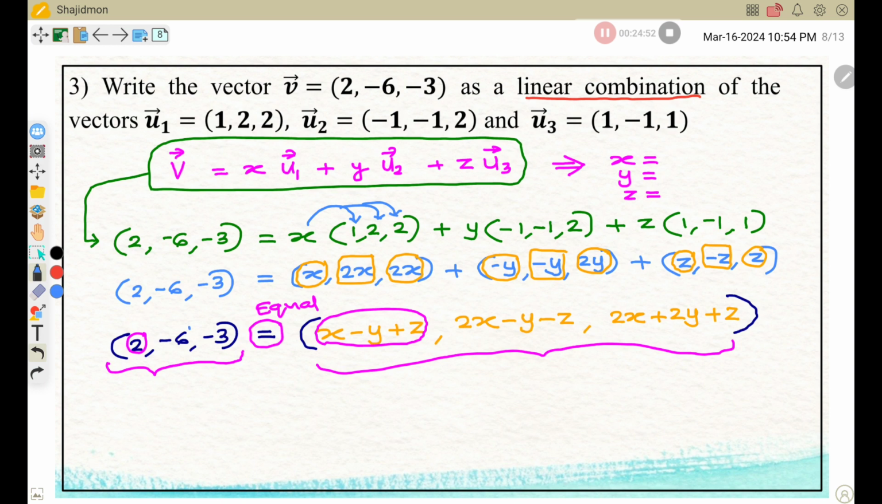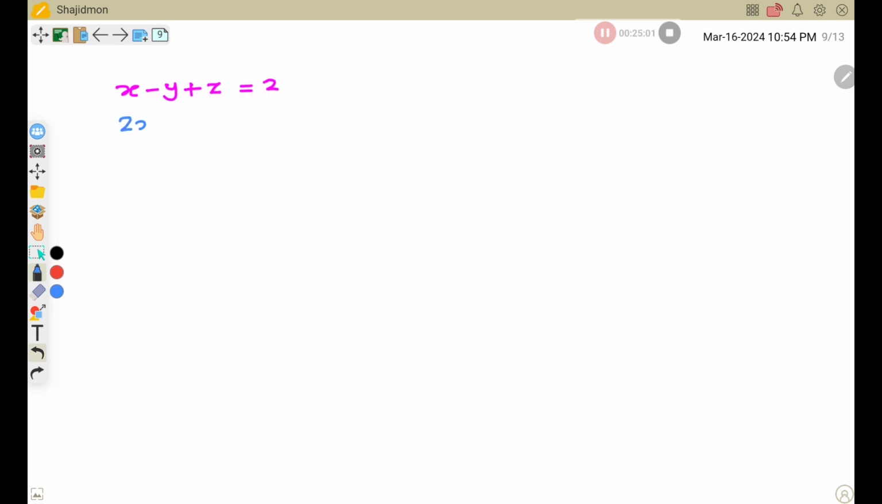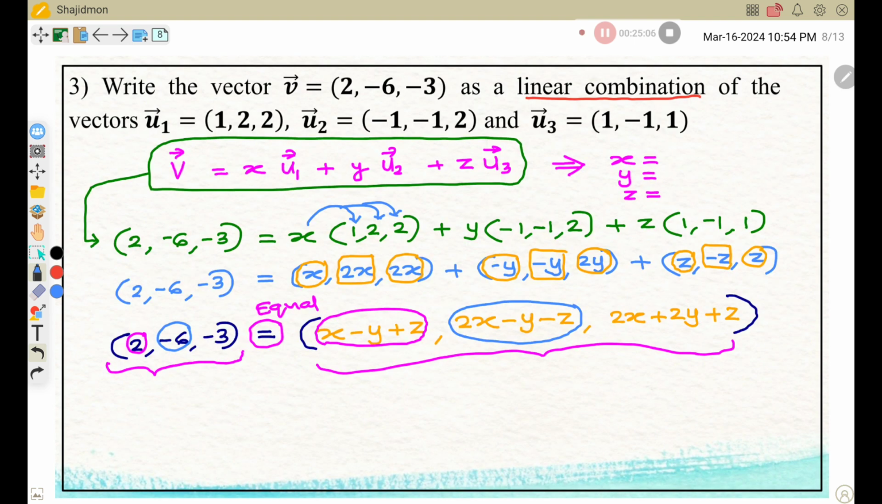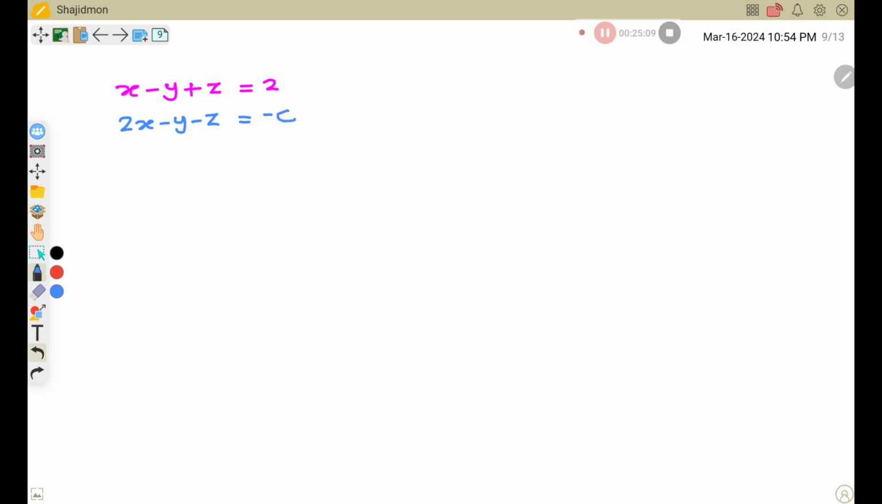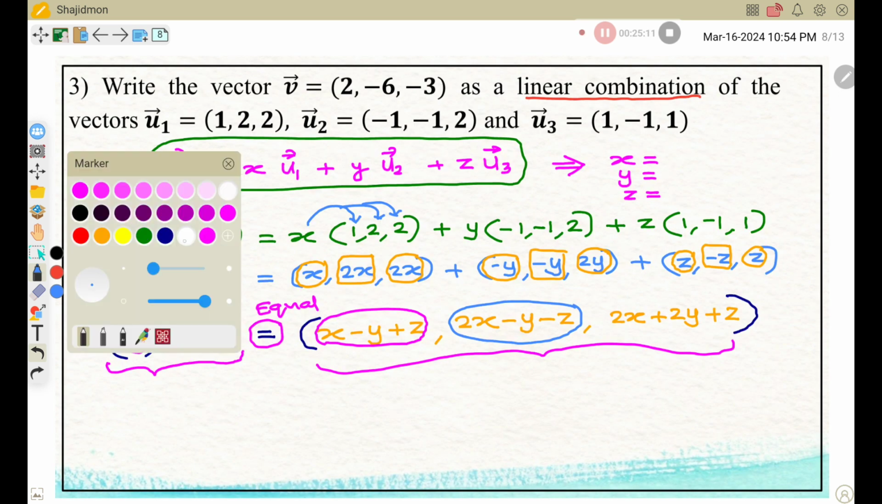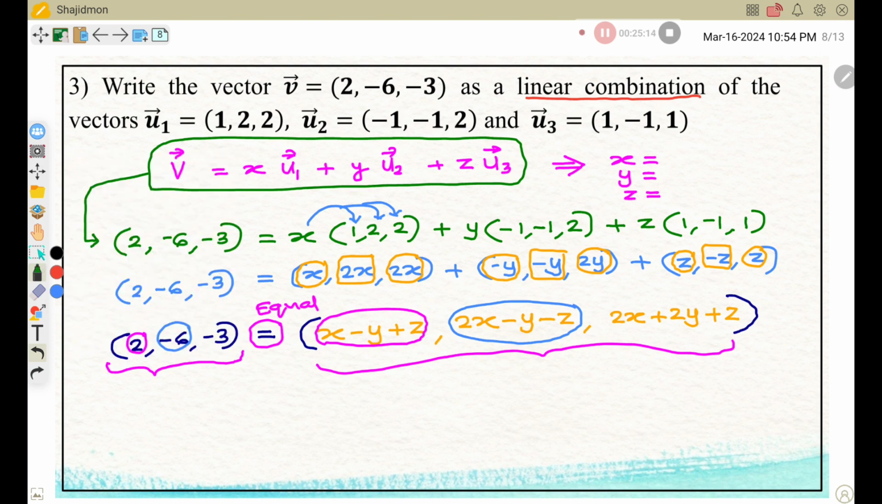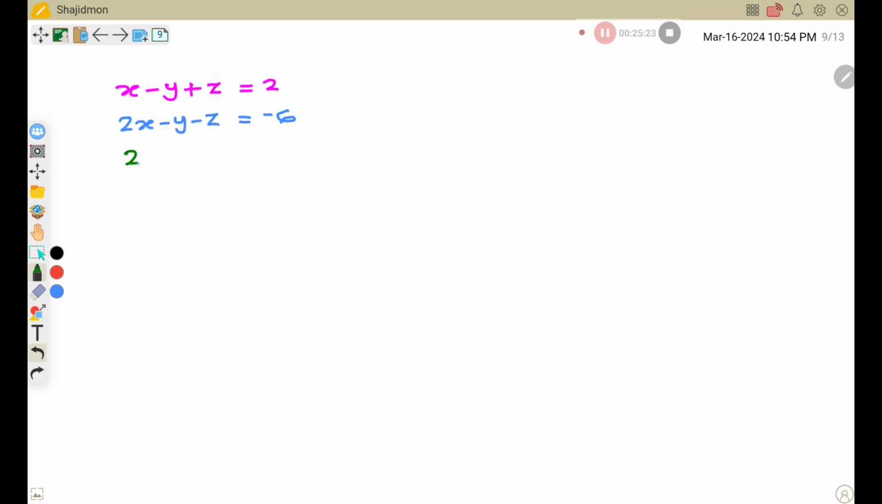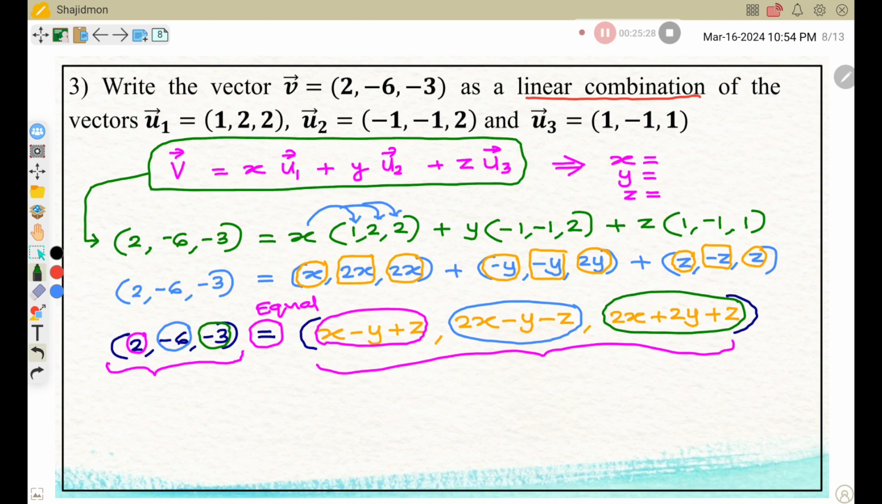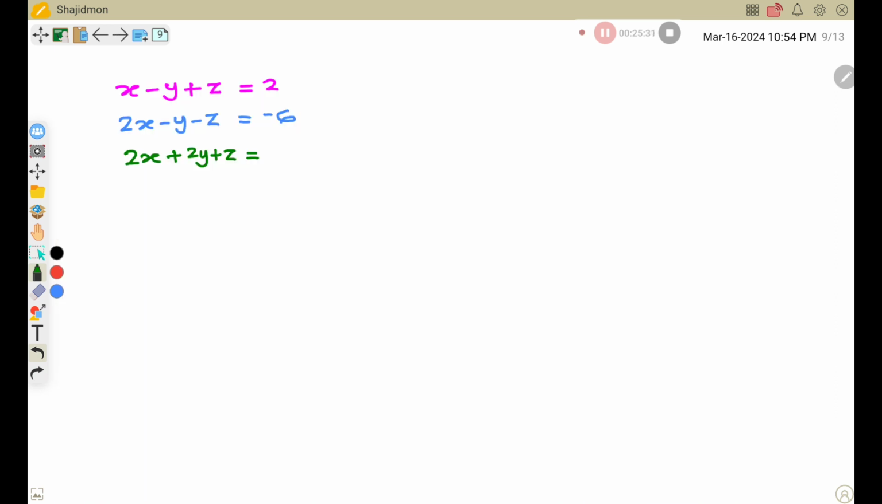Now take the second numbers. What are the second numbers? Here -6, here 2x minus y minus z. So 2x minus y minus z equals, what is the left hand side? -6. Now in the same way equate the third components. What are the third components? Here -3 and here 2x plus 2y plus z. So 2x plus 2y plus z equals -3.